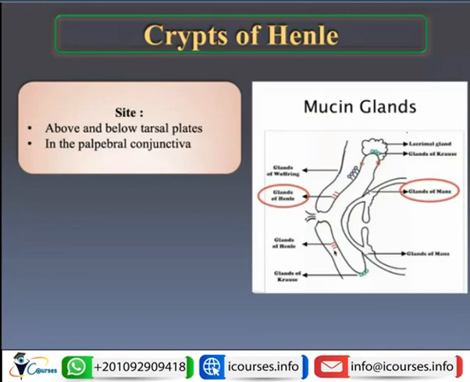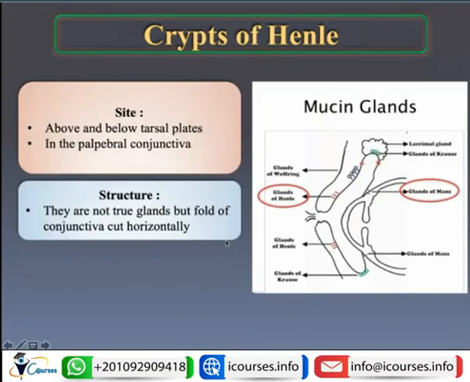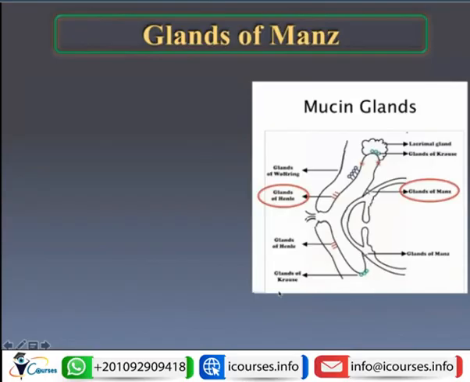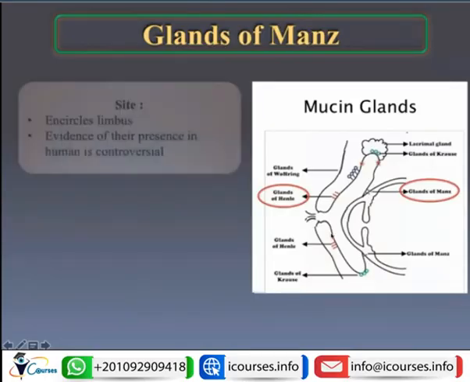As the upper tarsal muscle is attached to the upper border of the upper tarsus, and the lower tarsal muscle is attached to the lower border of the lower tarsus, the crypts of Henle will be situated in the same location. It is controversial whether they are glands or not, but most evidence shows that they are not true glands, just folds of the conjunctiva which are cut horizontally. And finally, we have the glands of Manz.